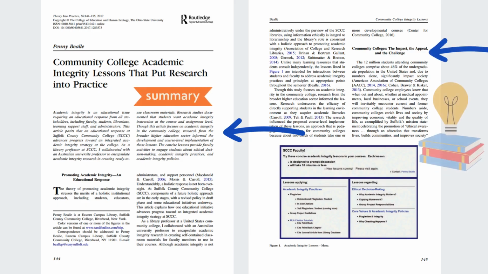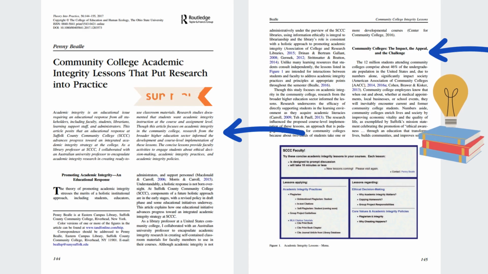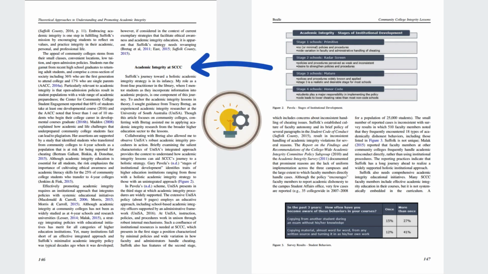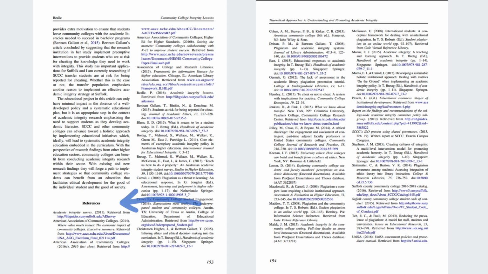Second, a literature review. A literature review is a summation of all of the articles and books read during the research process. Third, a methodology. A methodology is an explanation of how original research was conducted. Fourth, the results. And fifth, a list of references.